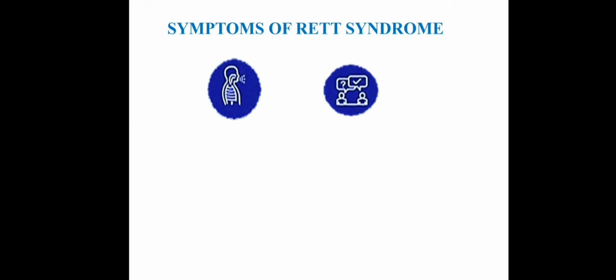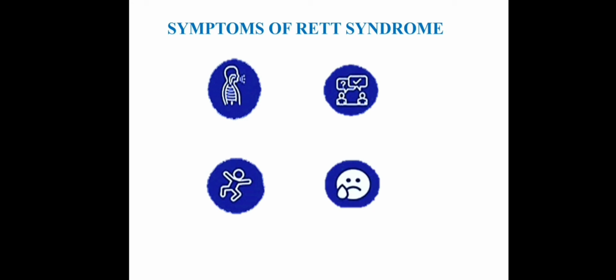Symptoms of Rett syndrome. It causes abnormal pattern of respiration. There will be no speech development, mental retardation in childhood, loss of developmental milestone, high-pitched cry.